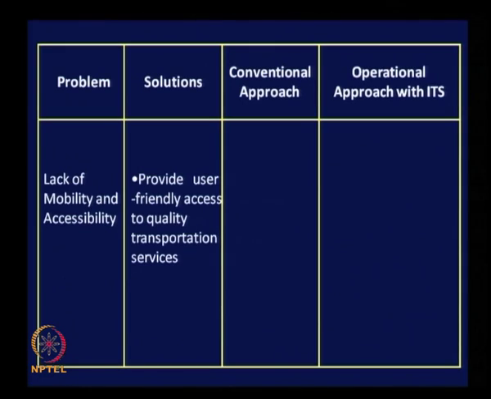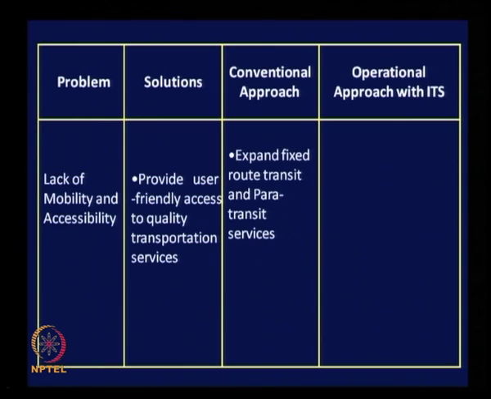And how do we do it? By conventional approach. This is the possible solution. Just expand fixed route transit and para-transit services. Para-transit to provide access to the main transit service. That is how you can simultaneously increase both availability of transit service and access to the available transit service.